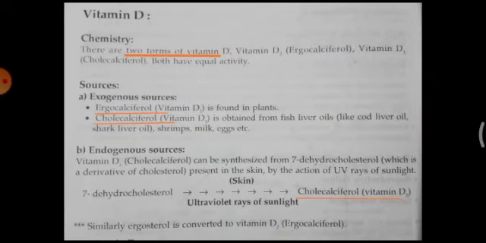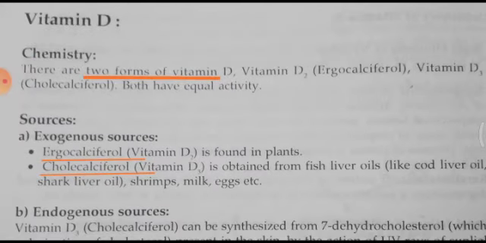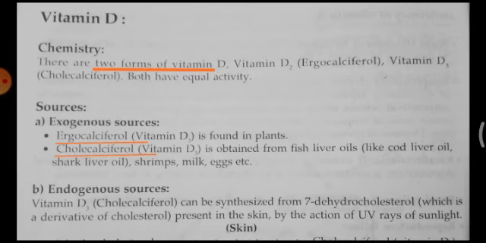Next we are going to discuss the next vitamin, called vitamin D. Vitamin D is also called the sunshine vitamin, since vitamin D is involved in synthesis with the photolysis or photo effect of the sun involving UV radiations. As for the chemistry, there are two forms of vitamin D: vitamin D2, which is called ergocalciferol, and vitamin D3, which is called cholecalciferol. Both have equal activity. Vitamin D is helpful in calcium metabolism.